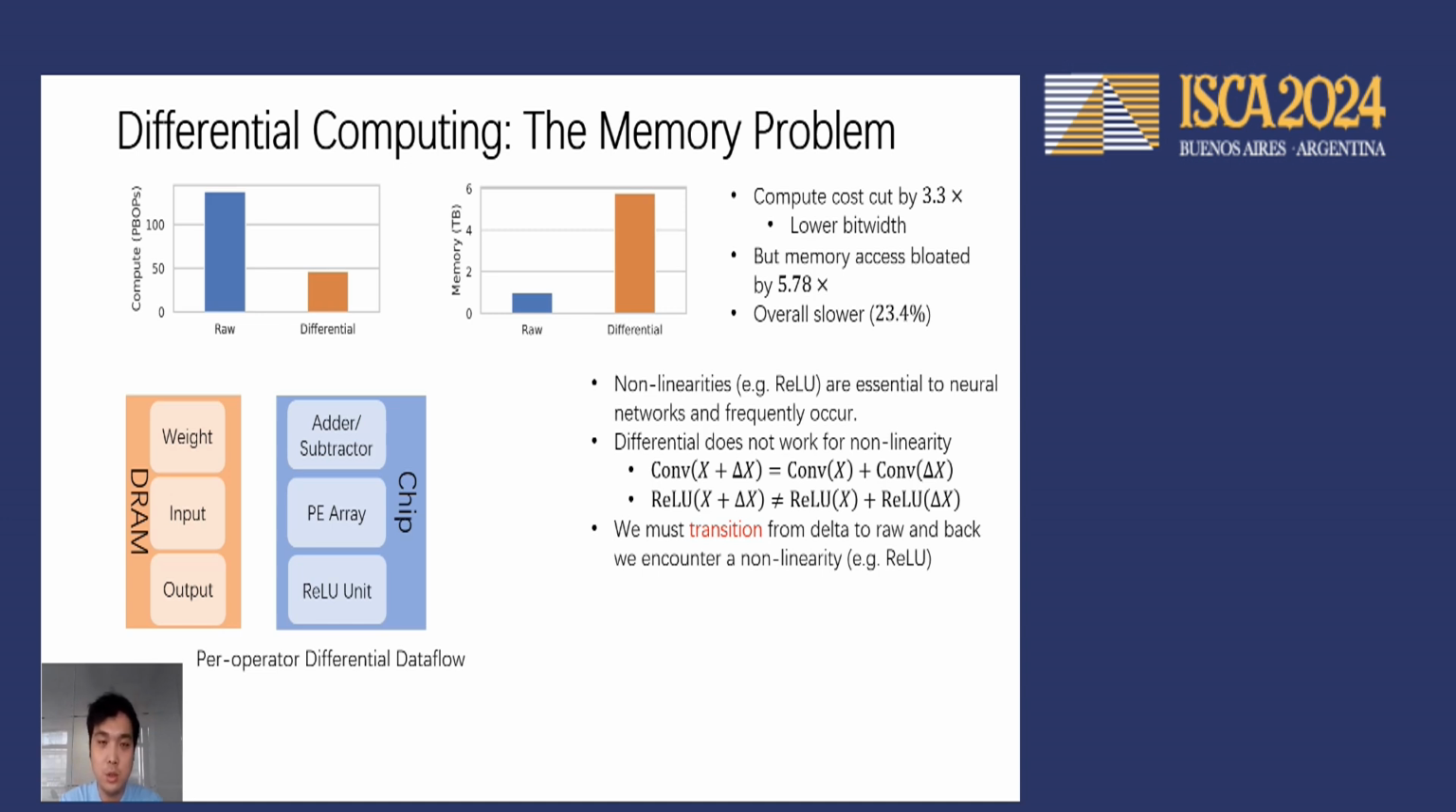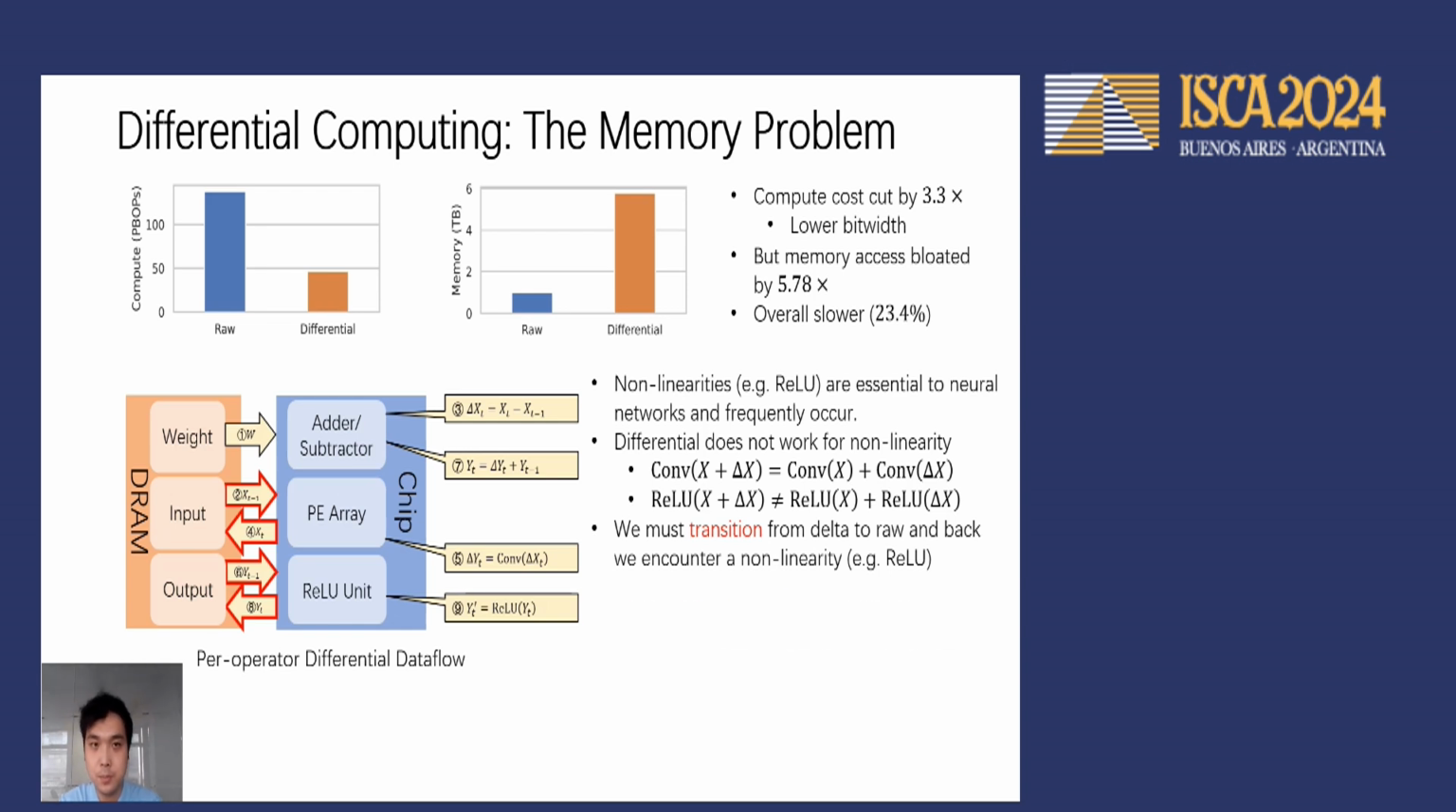So we must transition to raw values temporarily when we run into a non-linearity and compute it using the raw values and then transition back. So in this data flow, to compute a convolutional layer, we first fetch the weight. Then we need to transition the input activations. We fetch the raw input from the last time step, subtract it from the current raw input on chip to get the delta. And we write back the current raw input for maintenance. Then we perform the convolution on the delta. And then we transition again, this time in the other direction, from delta to raw activations to prepare for the ReLU. And then we compute the ReLU and finish.